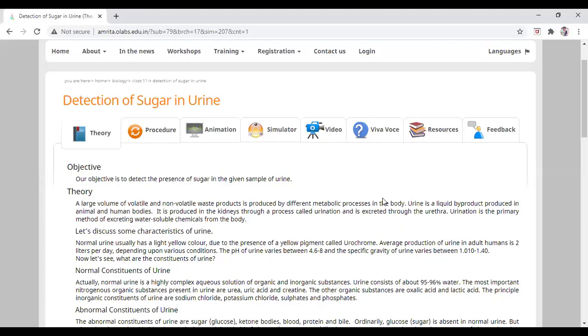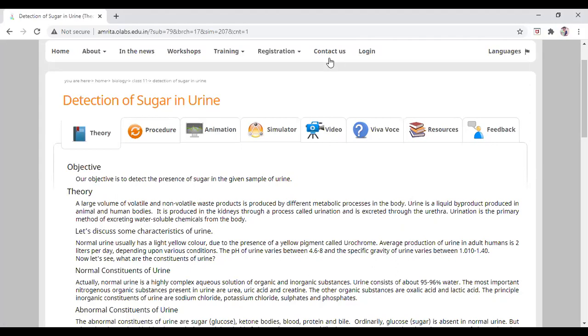So this practical detection of sugar in urine is related to two chapters. One is biomolecules and the other is your excretory system. In the excretory system chapter, you learn about the various parts of the excretory system, like kidneys, ureter, urinary bladder, urethra. And in this chapter you learn about how the blood is purified by the kidneys and the nephrons present in the kidneys, which prepare the urine.